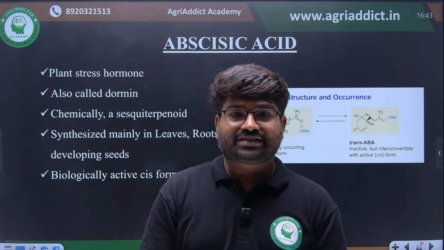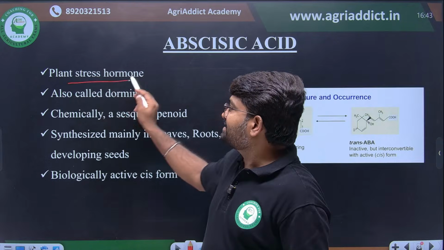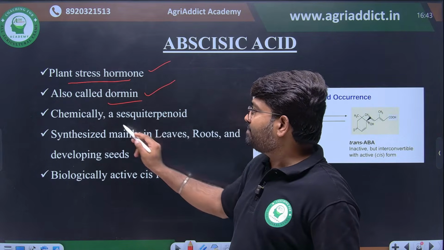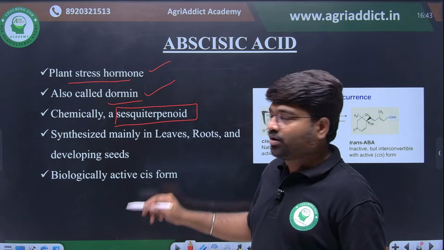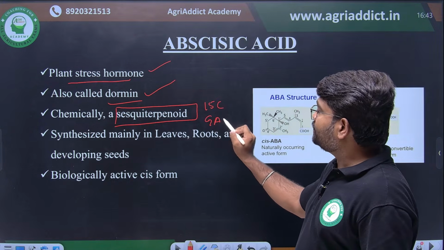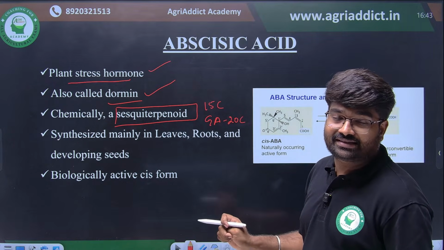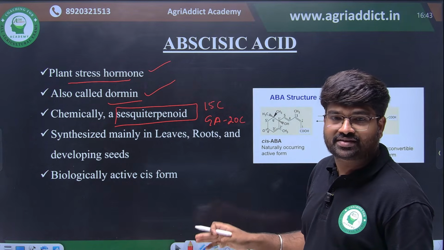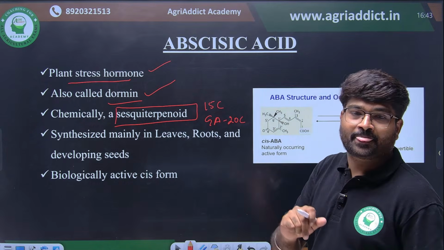Now we are going to see about abscisic acid. Important points only: it's a stress hormone, also called dormin, and most important, it is a sesquiterpenoid compound, that is a 15 carbon compound. Gibberellic acid is a 20 carbon compound, that is a diterpene compound. One more is the tetraterpene, that also we are going to see. Another compound is the triterpene, that also we are going to see in an upcoming slide.